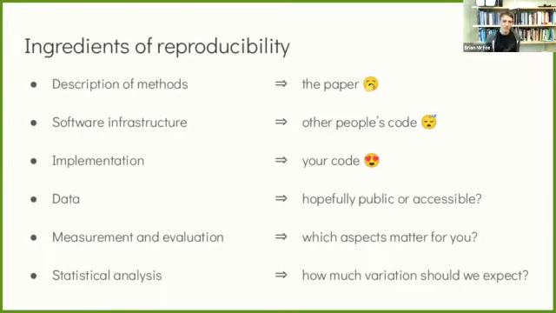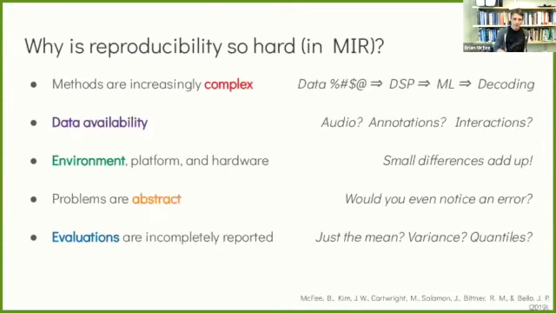But let's talk about why this is hard in MIR specifically. Everything that I have here applies very broadly to pretty much any computational discipline. In MIR, we have relatively complex pipelines. And if you're really curious about this, we have a paper in Signal Processing Magazine from 2019, I believe, that really goes into all of this stuff. I'm going to pick a few points out of this paper.